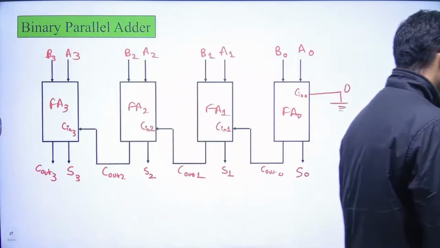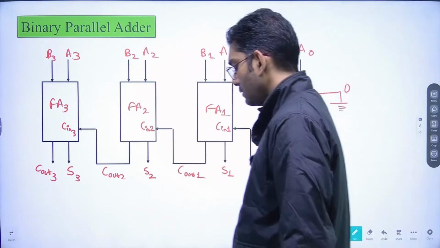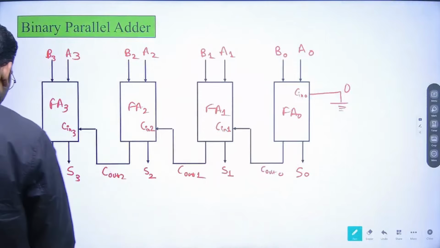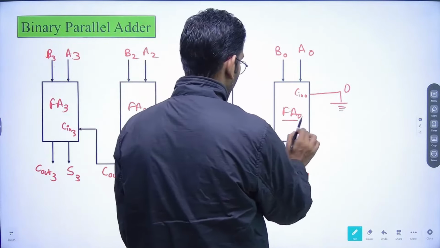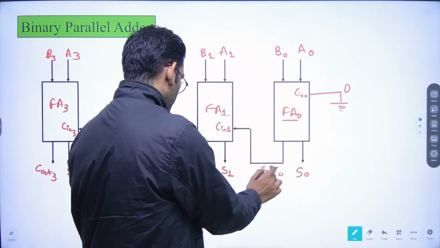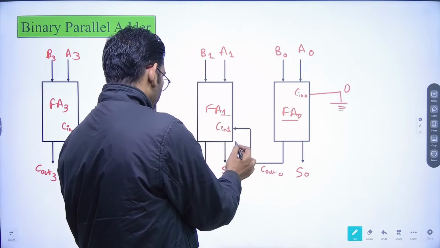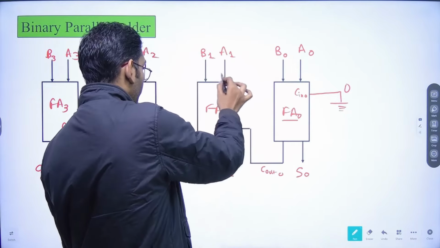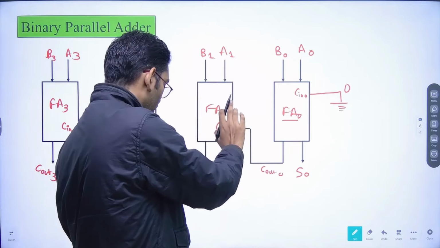Fine. Now what happens in this binary parallel adder? In this binary parallel adder, when the operation of full adder 0 is completed and Cout0 is generated, then it is passed to full adder 1. Okay, and then the process of full adder 1 is started.